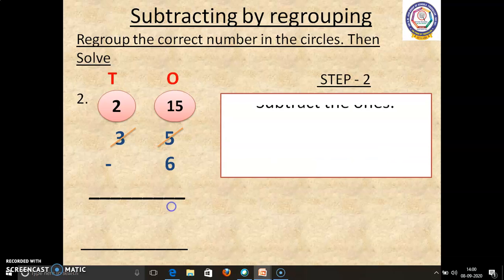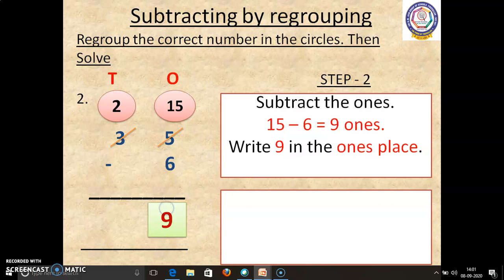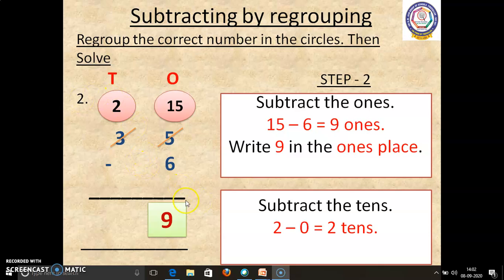Step 2. We have to subtract the ones. In the ones place, 15 minus 6 is there. 15 minus 6: 15 in the mind, 6 in the finger. 15, before it 14, 13, 12, 11, 10, 9. So, we have to write number 9 in the ones place. Next, we have to subtract the tens. In the tens place, 2 minus 0 is there. 2 minus 0 equals 2. So we have to write number 2 in the tens place.